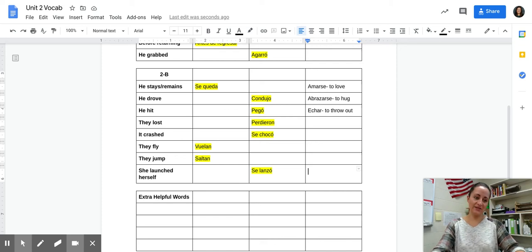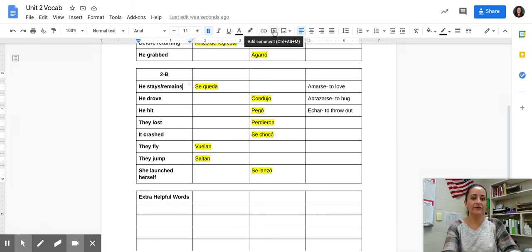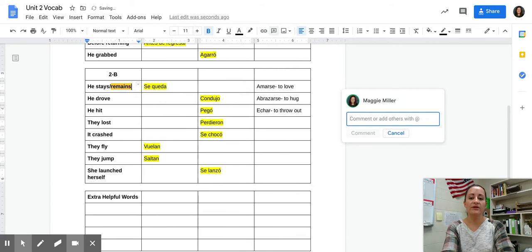Right, hey guys, let's quickly talk through the vocab. So we are starting right at the top here. He stays or he remains is se queda. Now this is a present tense conjugation, but let's think back to what this would look like in the infinitive. To stay or to remain is quedarse, right?